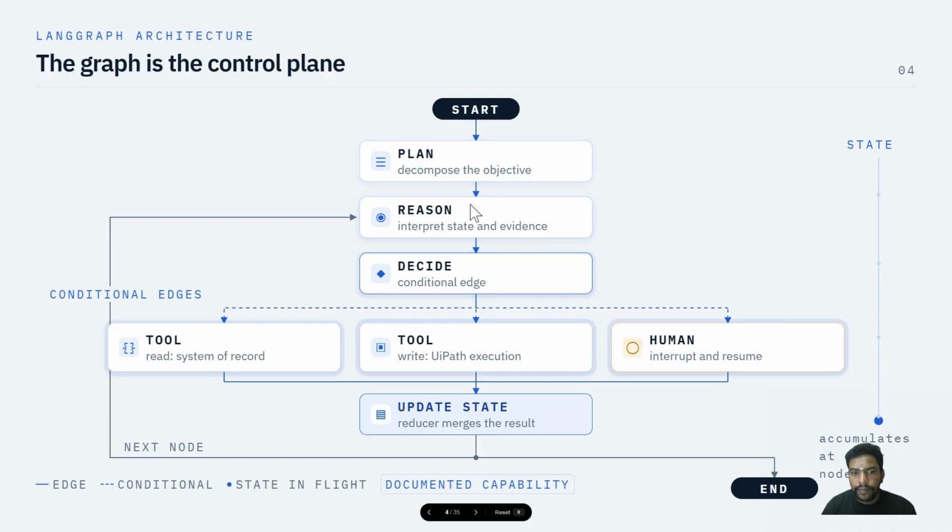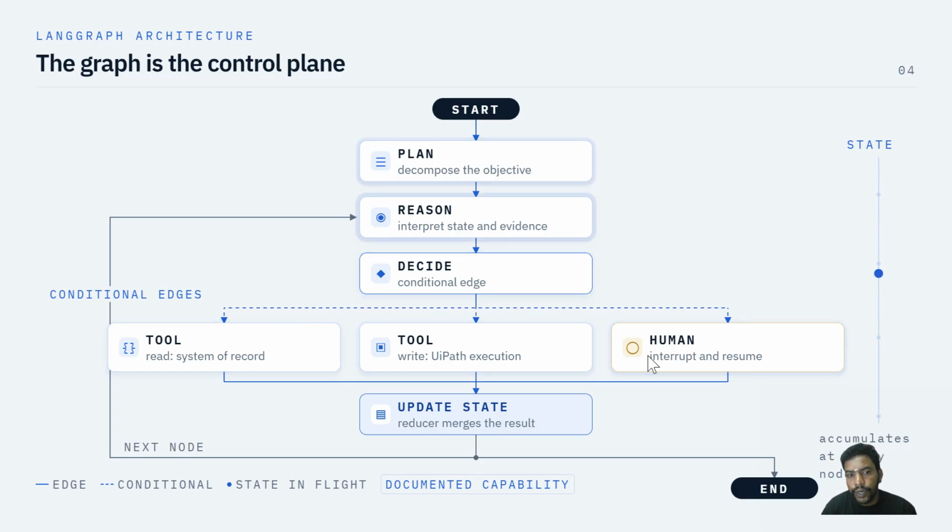Look at the three branches coming out of our decide node. Two are tools, and one is human. So notice that human review is a node in the graph, not an email sent out to the bank. This distinction matters enormously later when we talk about resuming the work.